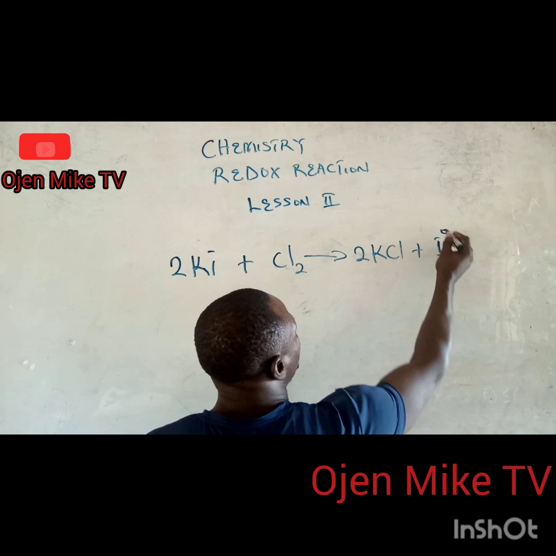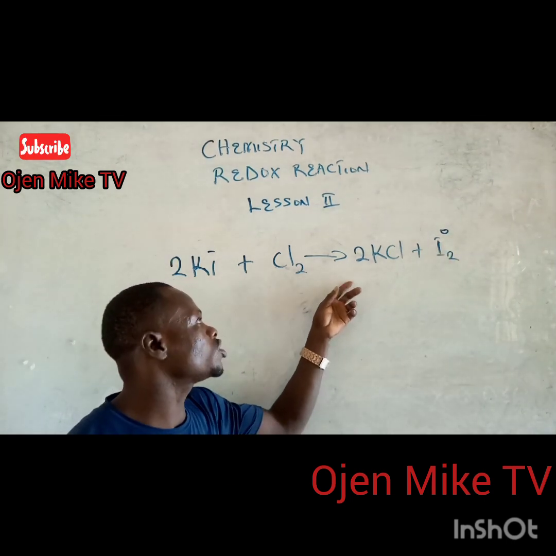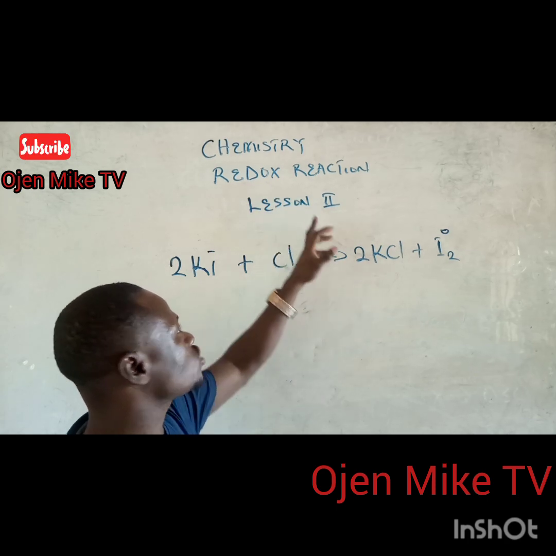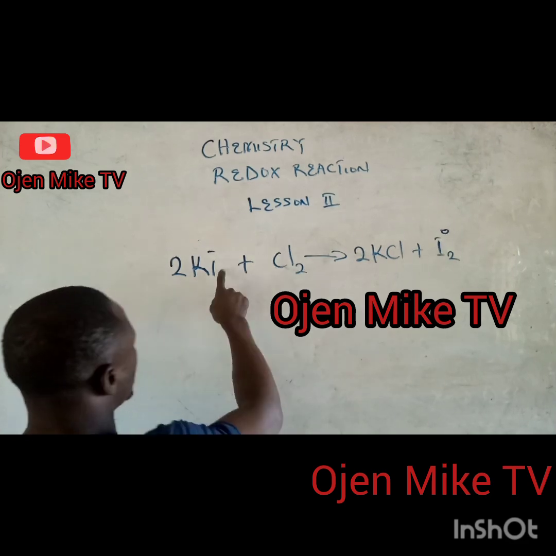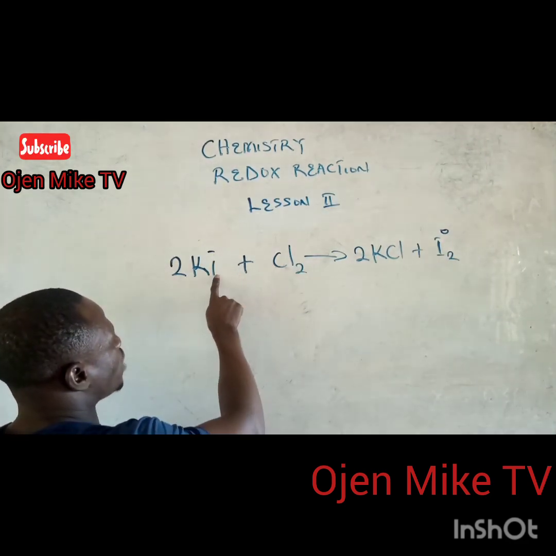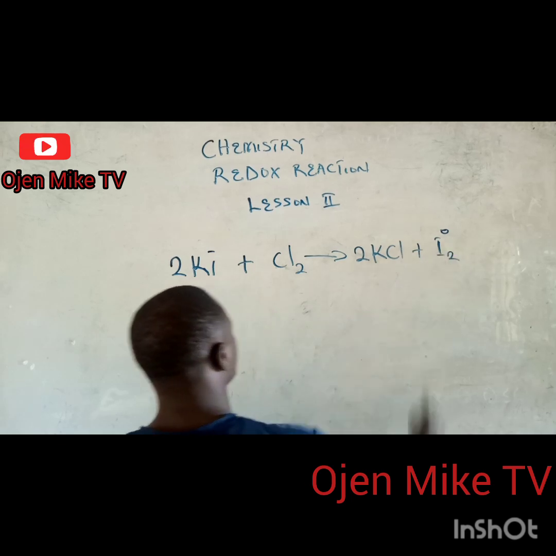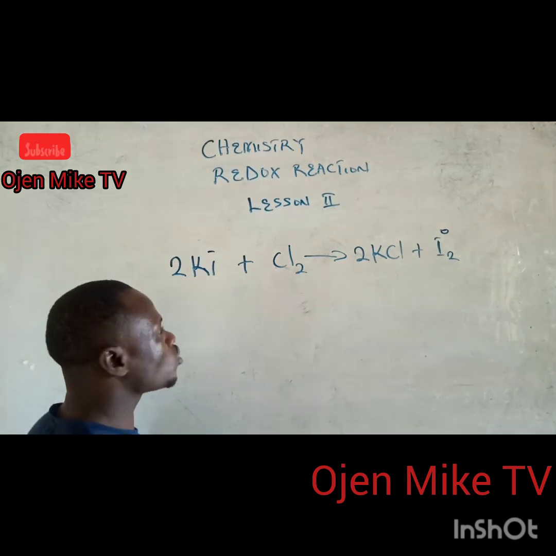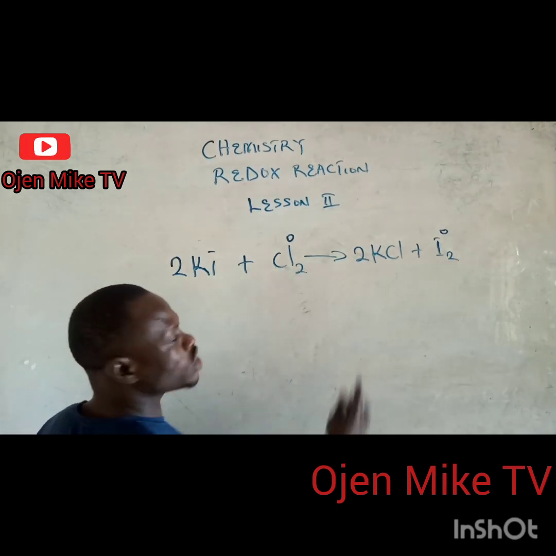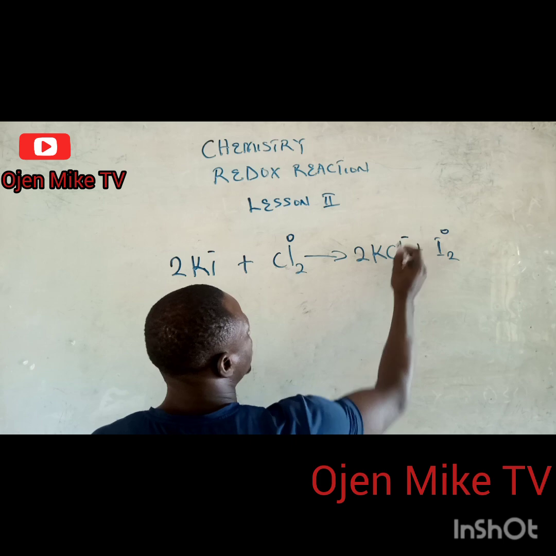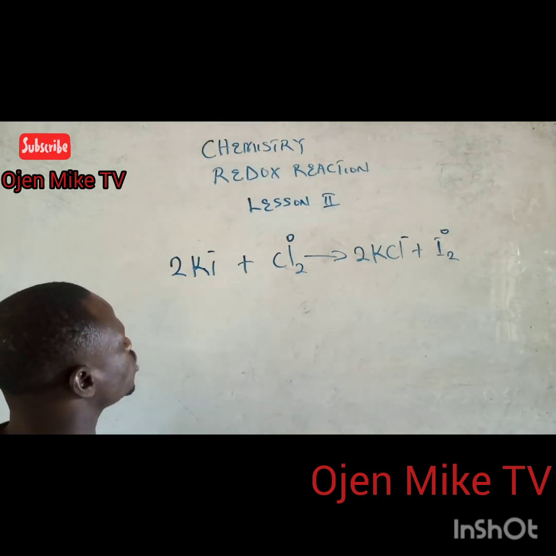Iodine here is -1 and iodine here is 0. To understand these parameters, just go and watch the first video, redox reaction lesson 1, on my channel Organic TV. So the oxidation number of iodine here is -1 and the oxidation number of iodine here is 0. Now move into chlorine. The oxidation number of chlorine here is 0 and here it is -1.